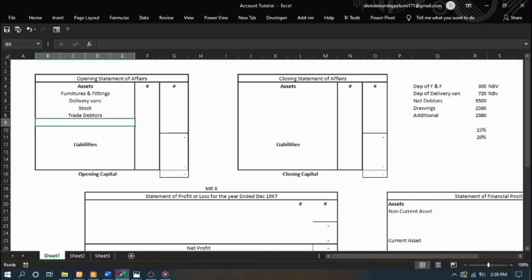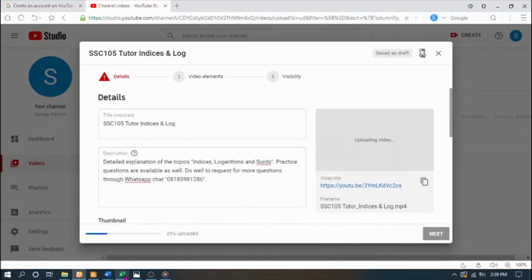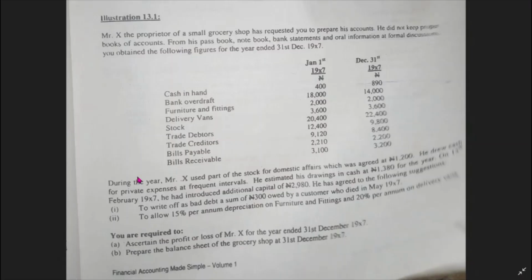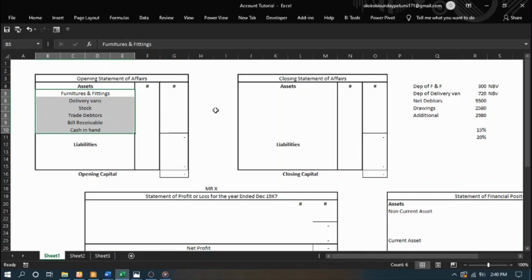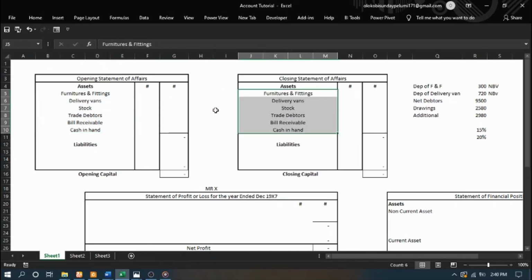Alright, so what other assets do we have? So we have trade debtors, stock, bill receivable, and then cash in hand. So bill receivable and then cash in hand. Alright, so let me have that here.